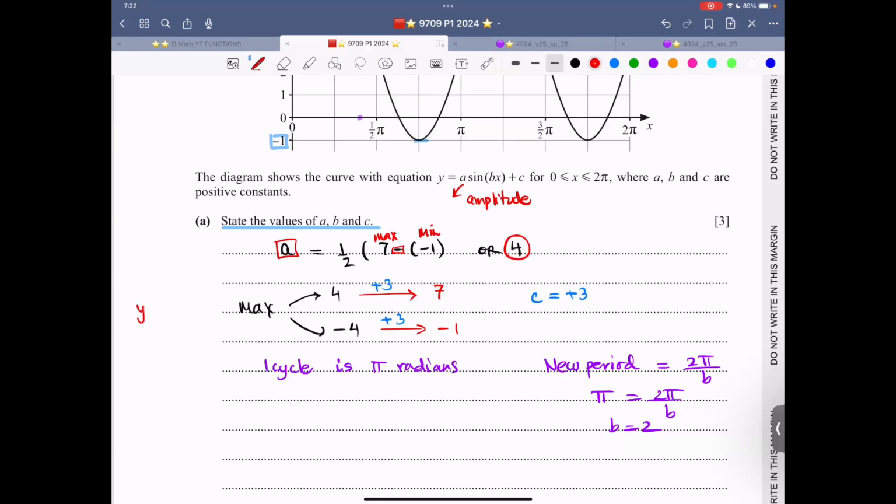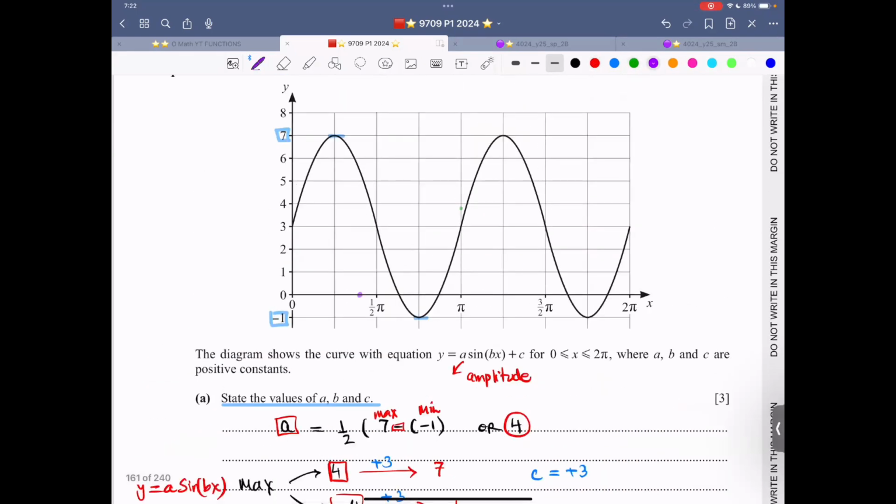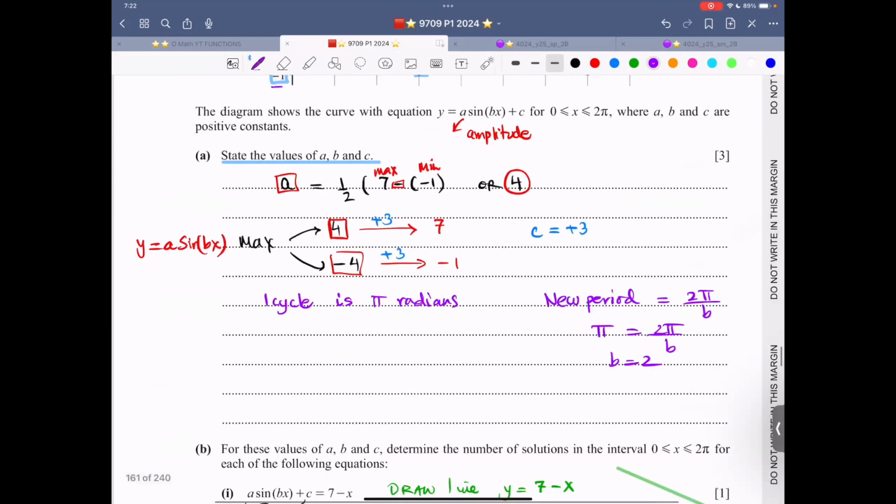That means if the graph of only a sine bx was to be made, the maximum value would have been 4, the minimum value would have been -4. But now we see that the maximum value is 7 and the minimum value is -1. That means the graph has been raised up by 3 units. That is evident from the maximum and from the minimum. So this constant that is being added for the vertical translation, because we also study functions, is 3.